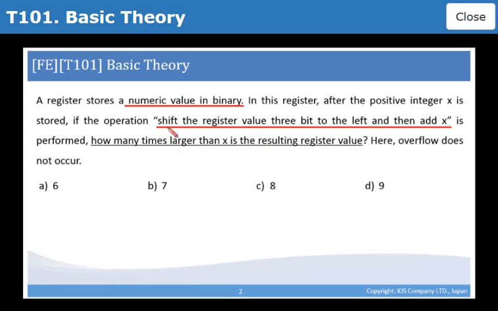Here the operation that we're looking at is shift the register 3 bits to the left and then add x. What we're going to look at in the output is how many times larger than x the resulting register value is. So what multiplicity value have we multiplied our initial value x by to achieve our output? Here overflow does not occur, and I'm going to explain that on the next slide.